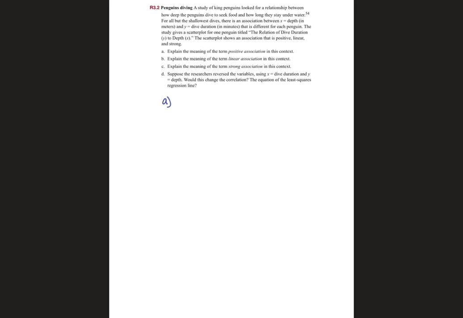So positive association in general is when one variable goes up, the other variable goes up, or when one goes down, the other goes down. That's a positive association. They both do the same thing as far as increasing or decreasing. A negative relationship would be the opposite. When one goes up, the other goes down, or when one goes down, the other goes up. They're doing opposite things.